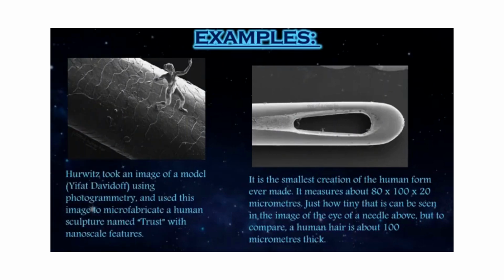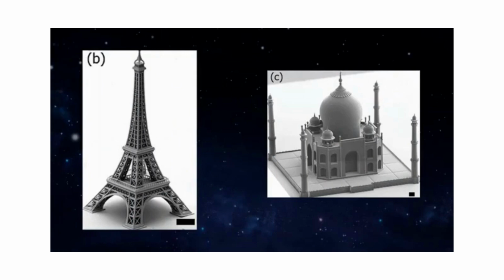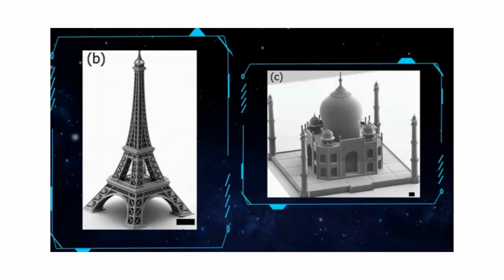This figure shows the image of a microfabricated sculpture named Trust, with nanoscale features. It is considered as the smallest creation of the human form ever made. It is so tiny that it can be seen in the image of the eye of a needle. These are a few other examples.